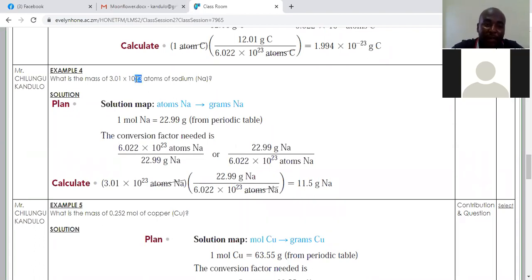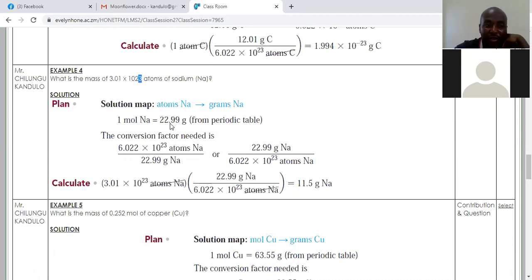This 23 should be a power. It should be times 10 to the power 23. So what is the mass of 3.01 times 10 to the power 23 atoms of sodium? So you look for the Avogadro's number, because it is atoms. So it means atoms, then the Avogadro's number, which contains one mole. So that's 1 molar mass.